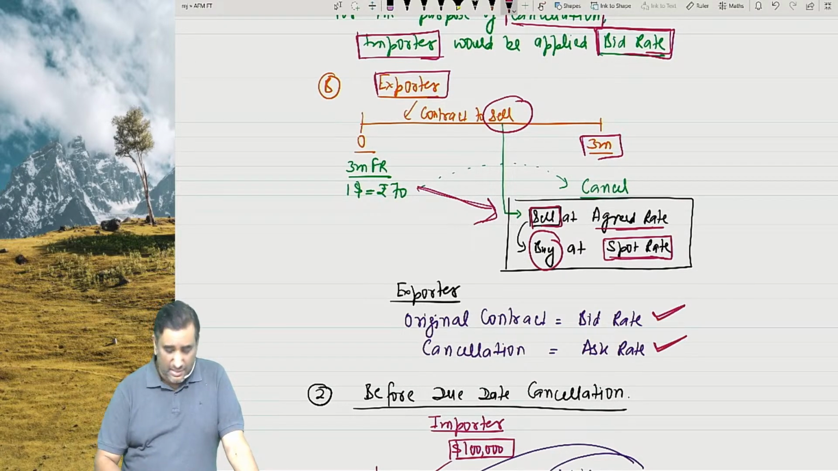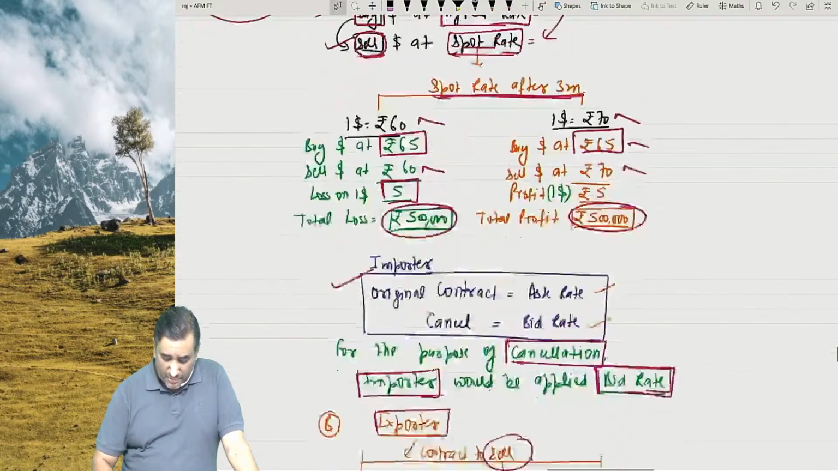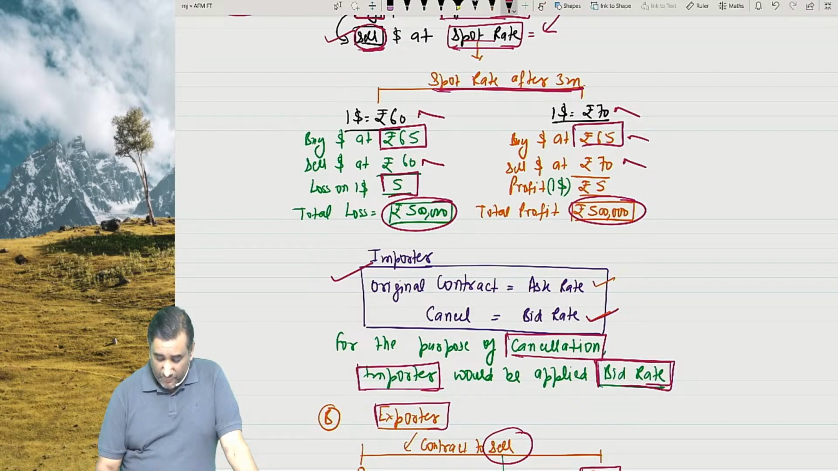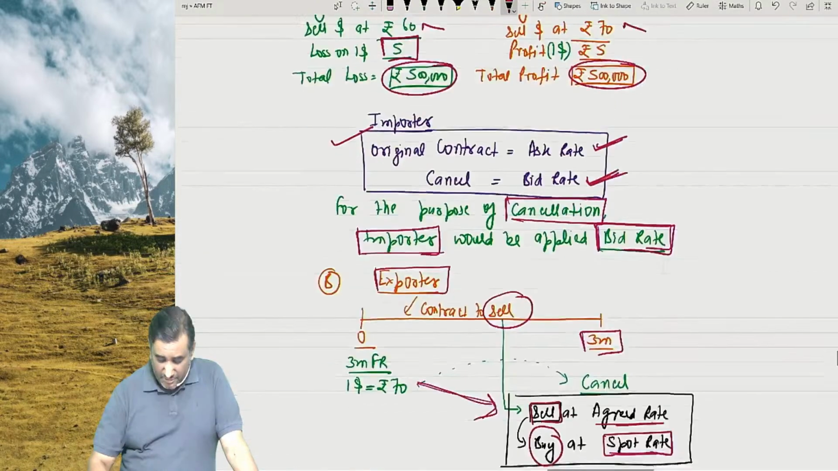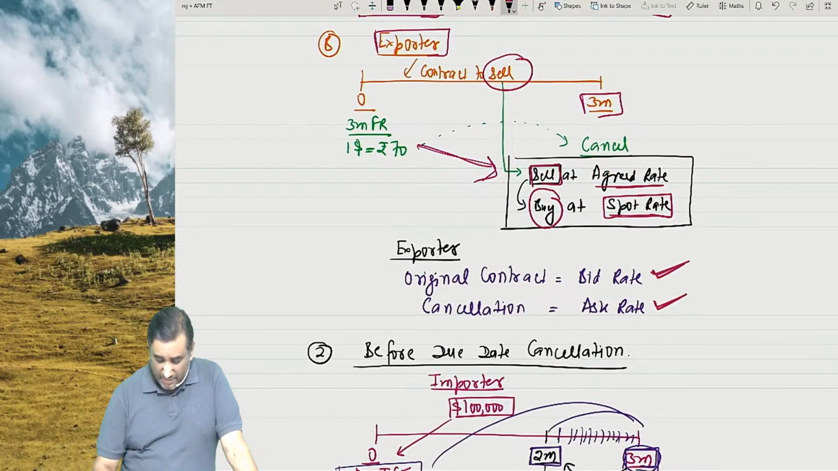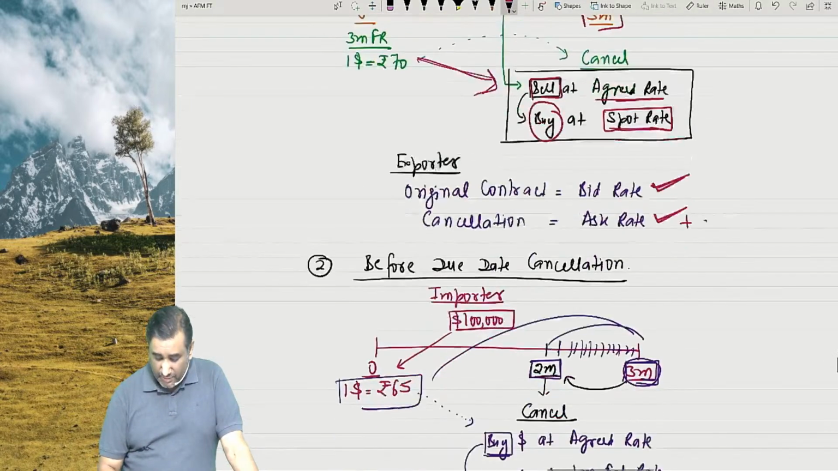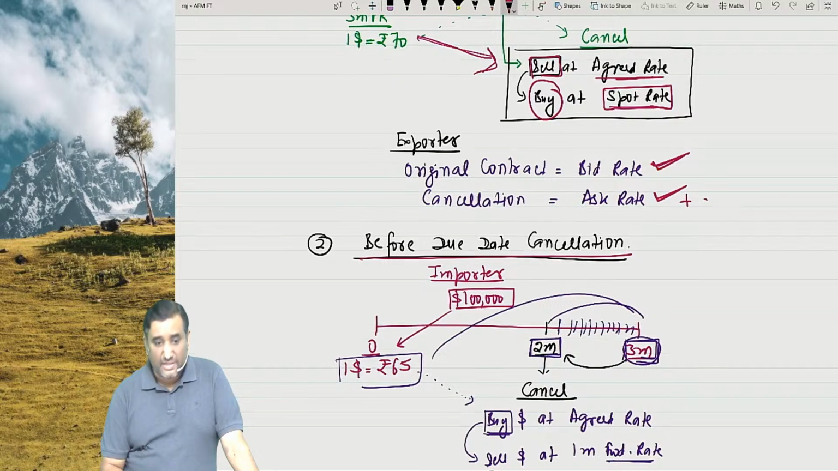These have to be remembered very clearly, because bid and ask will not give a problem. The problem will arise when I adjust the margins. So the importer, when originally buying, would have applied an ask rate. For the purpose of cancellation, it would be a bid rate. For the exporter, the original contract is at the bid rate. That means he would have done the agreement to sell, and the reverse is buy. Buying is the customer asking, bank selling, so it has to be the ask rate. In this case, margin has to be adjusted accordingly. Now, if it's a before due date cancellation.